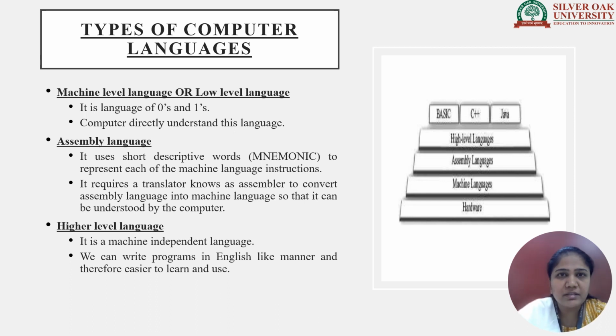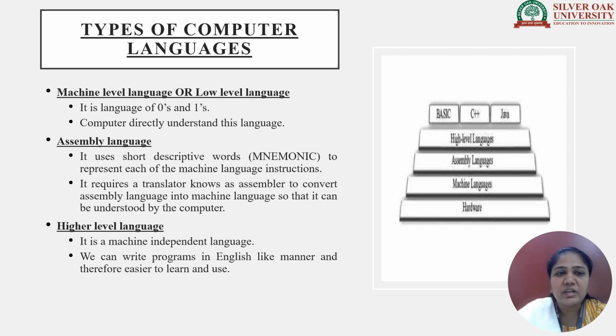As I told you previously, a computer can understand only 0 and 1, binary data, right? So machine level language is also known as a low level language. It is nothing but the language of binaries. A computer directly understands this language only. Now we as humans are not providing 0 and 1, right? So at that time, what do we have?